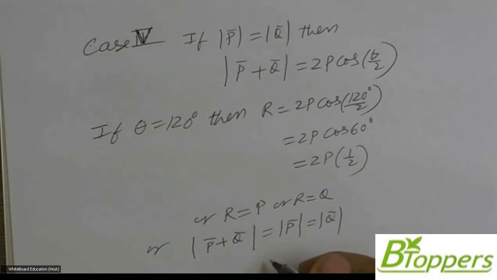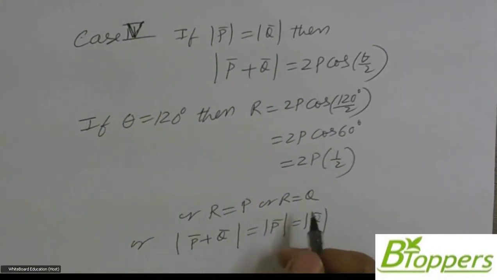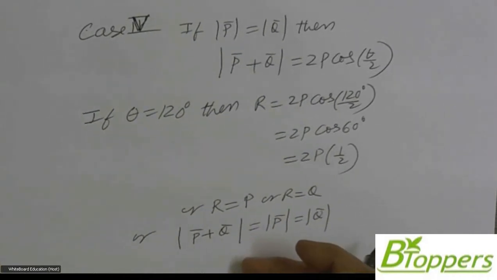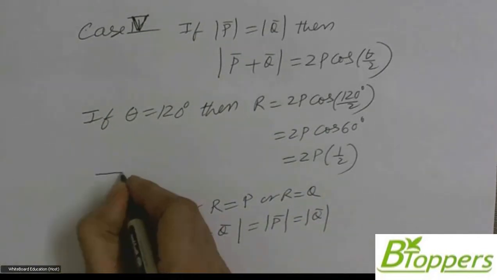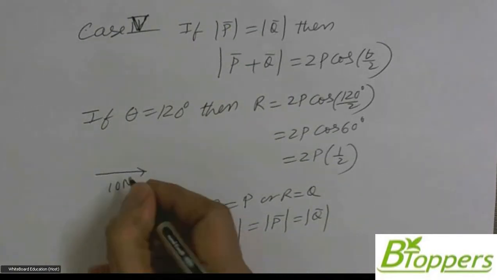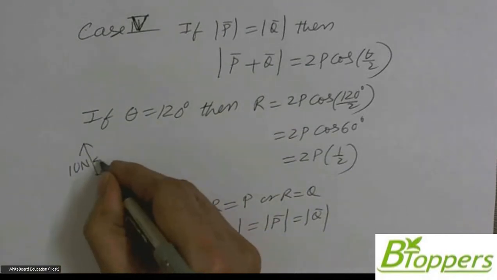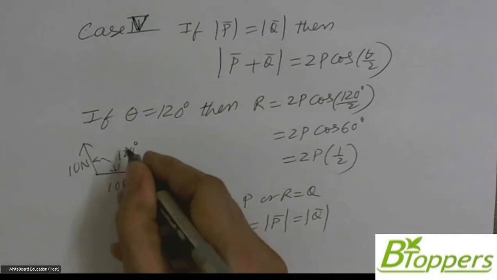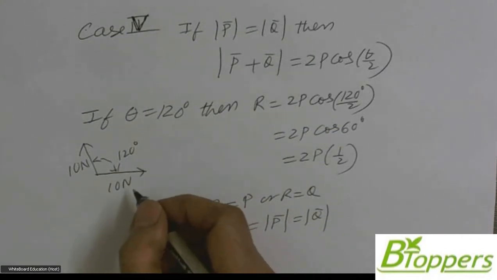That means in general, if two vectors P bar and Q bar having same magnitude are inclined to each other at an angle of 120 degrees, then the magnitude of their vector sum or resultant will be same as the magnitude of one of the vectors. For example, if two forces of same magnitude, each equal to 10 Newton, act at a point at an angle of 120 degrees with each other, then the magnitude of the resultant will also be 10 newtons.